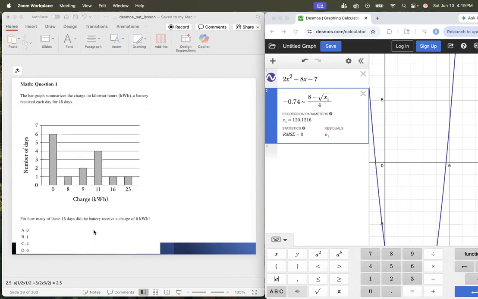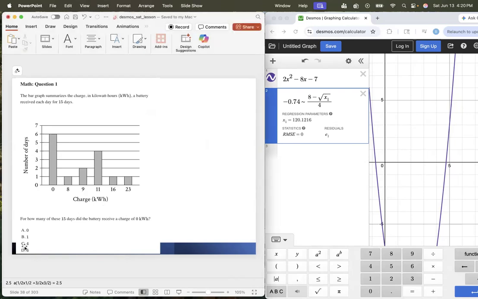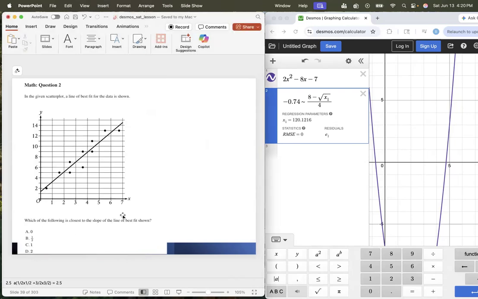Now, Model 2. The bar graph summarizes the charges in kilowatt a battery received for a total of 15 days. How many of these 15 days did the battery receive a charge of 0? These are the charge, 0. If it's 0, it's going to be 6 right here. So D is the right answer.